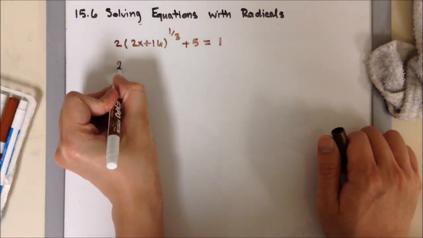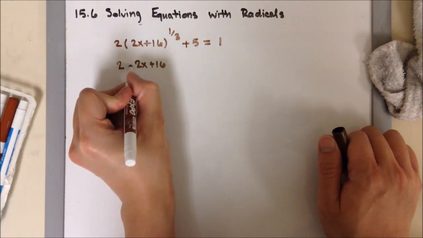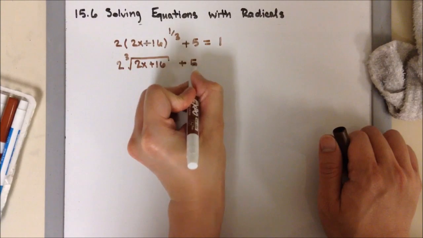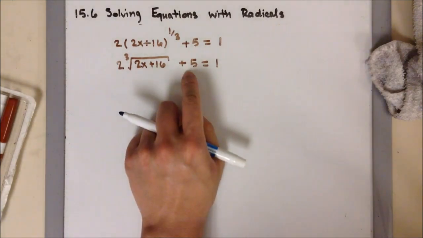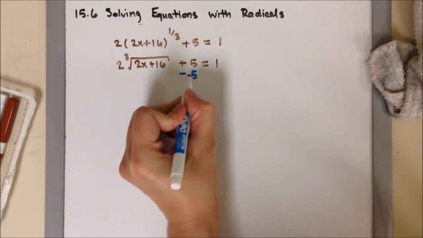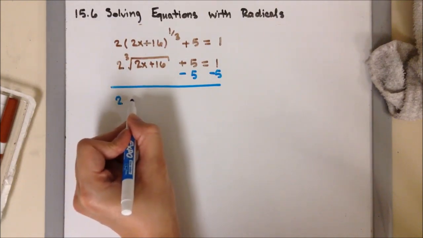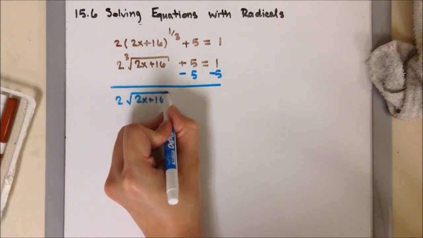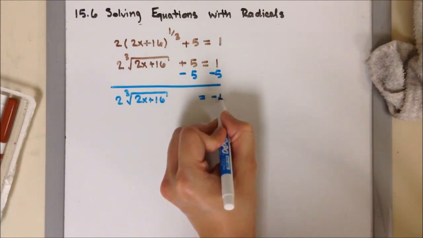So I'm still going to have the 2 on the outside, but the 2x plus 16 is going to be inside the cube root, as you can see here, plus 5 equal to 1. Now the first step I'm going to do is subtract both sides by 5, because I want to cancel out this plus 5. So minus 5 on the left, minus 5 on the right. So on the left I have 2 times the cube root of 2x plus 16 equal 1 minus 5, which is negative 4.